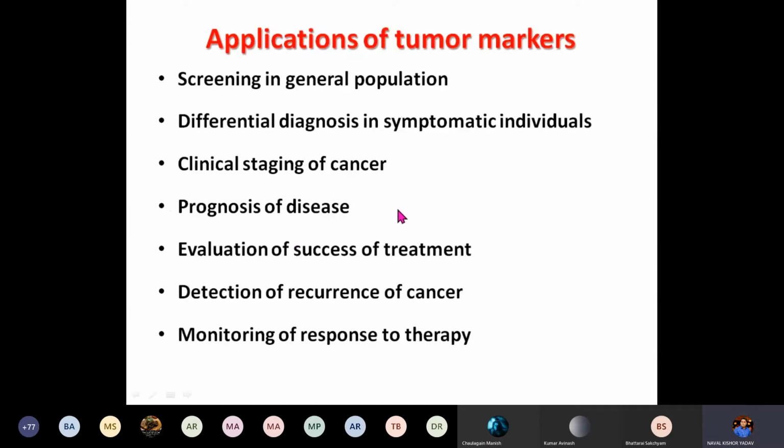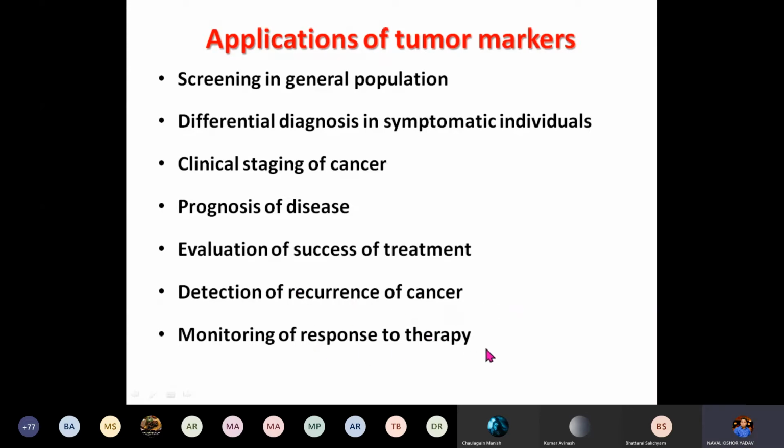Like today you have performed the test. If the patient is recovering, the level of tumor marker should decrease. So for the prognosis of disease, you can also use the tumor marker. Evaluation of the success of treatment: as I have discussed earlier, if the patient has recovered, the level should be very low or not able to be detected. Detection of the recurrence of the cancers: for that also you can use the tumor markers.